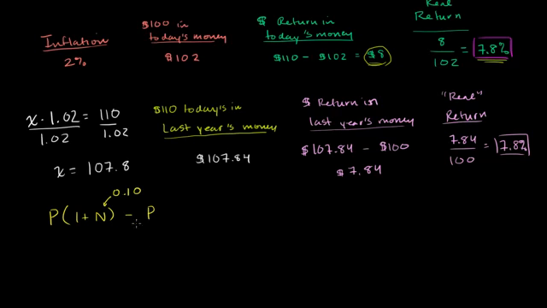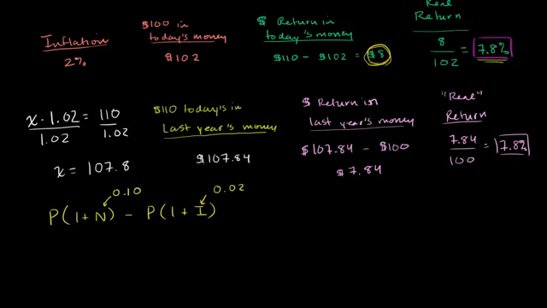Well, we originally invested P dollars a year ago. And in today's dollars, we just need to grow it by the rate of inflation. And in the examples we've been doing, we assumed that the rate of inflation is 2%, so that would be 0.02. So this expression right over here is actually the dollar return in today's dollars. It's this value right here that we calculated in the first video.